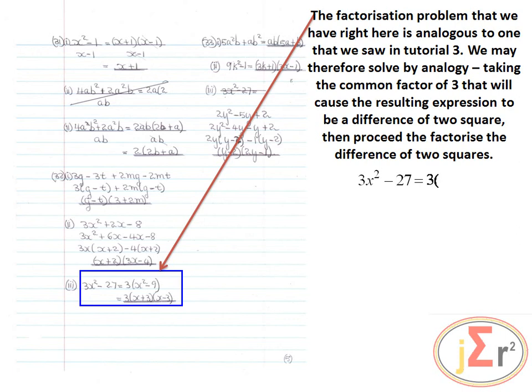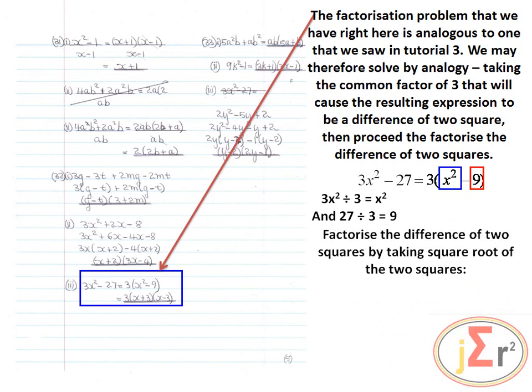So take our common factor of 3, and we know that 3 into 3x squared is just x squared, and 3 into 27 is 9. 3x squared divided by 3 is x squared. 27 divided by 3 is equal to 9. There we have x squared minus 9, and we will factorize that by taking the square root of the squares, because we are factorizing a difference of 2 squares.